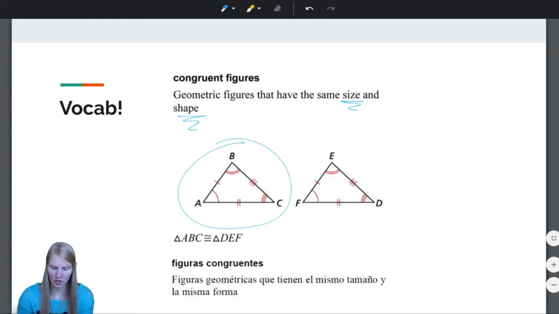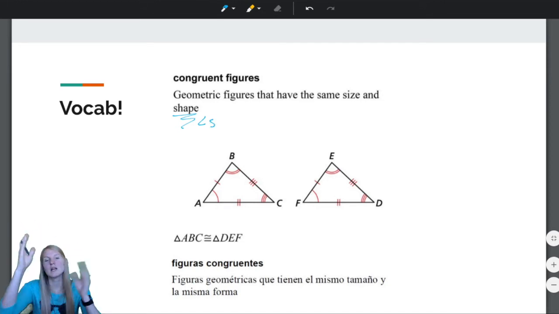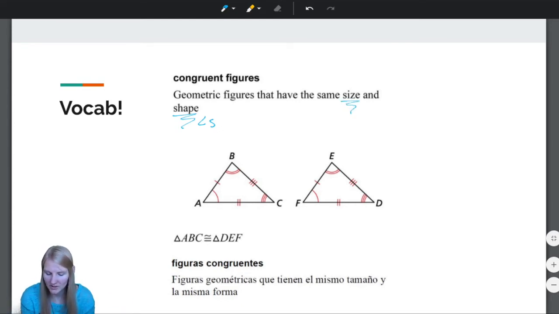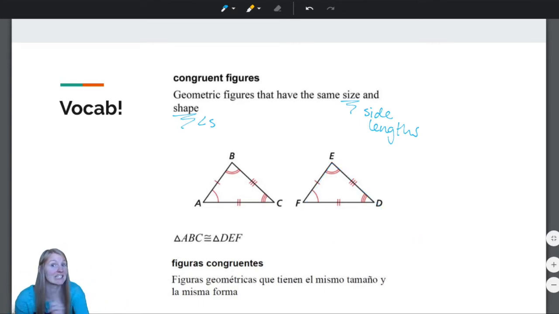So not only does the shape have to be the exact same, but the size has to be the exact same too. Now, another thing that I want to tell you is that the shape of the figures is determined by the angles, right? If the angle is wider, if it's smaller, that's what determines the shape. What determines the size is the lengths of our sides, or side lengths. If these side lengths are longer, I have a bigger triangle. But if the side lengths are exactly the same, then they'll have the same size.